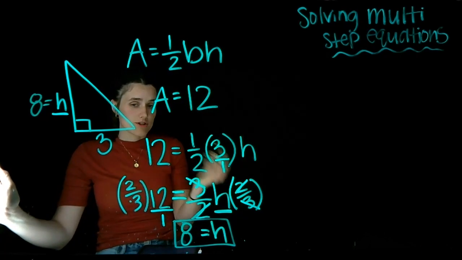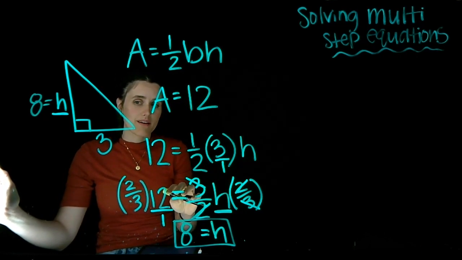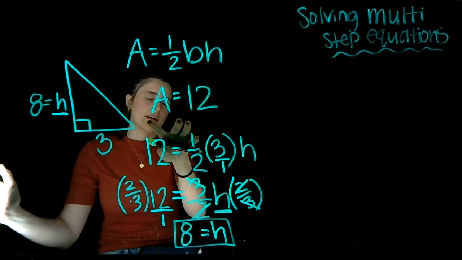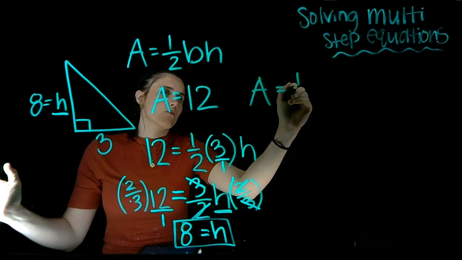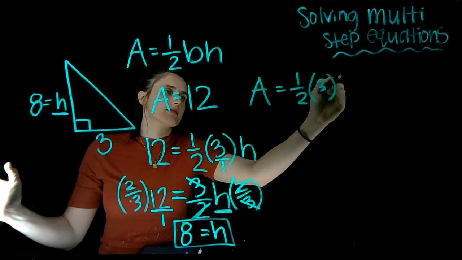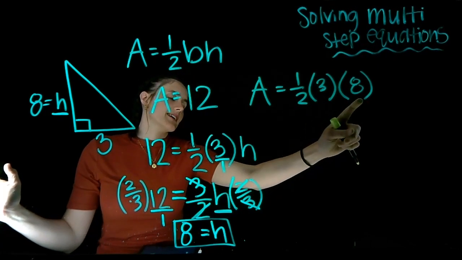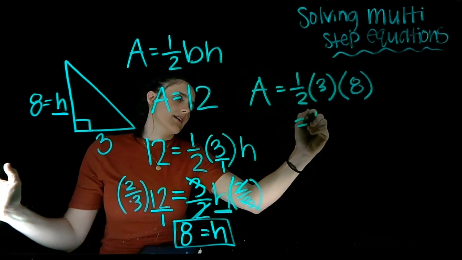And if I want to double check that I did all that math right, I can plug in my base and my height into my equation and see if I get 12 as my area. Area is equal to 1/2 our base, which is 3, times our height, which is 8. We simplify this side. 3 times 8 is 24. Multiply that by 1/2, I get 12.